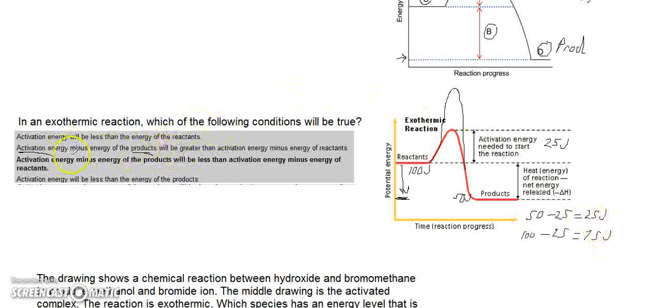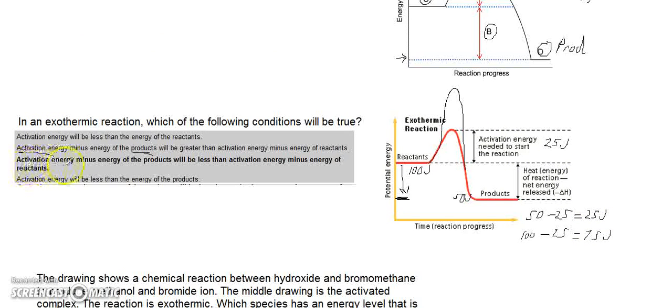Because this is saying activation energy minus energy of the products will be greater, and it was 25, than the activation energy minus energy of reactants, which was 75, and that's not true. 25 is less than 75. So let's look at the next one here.